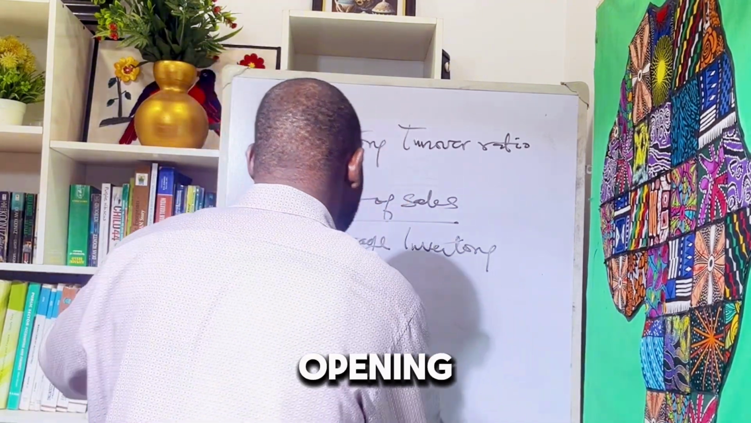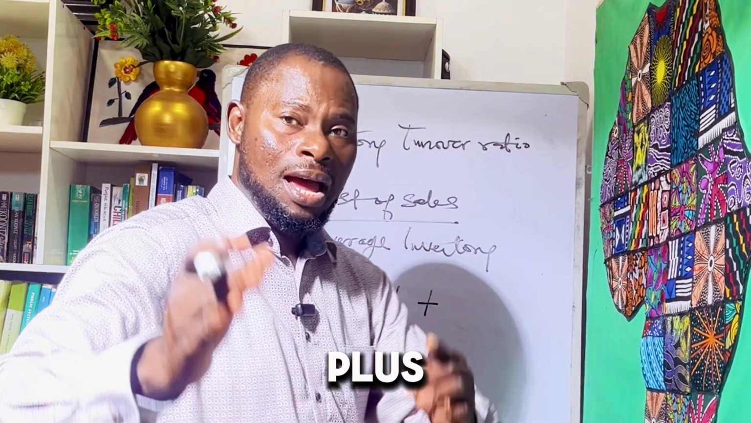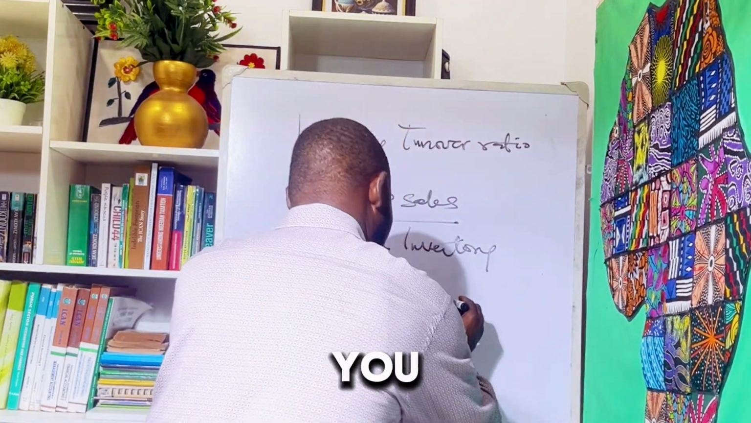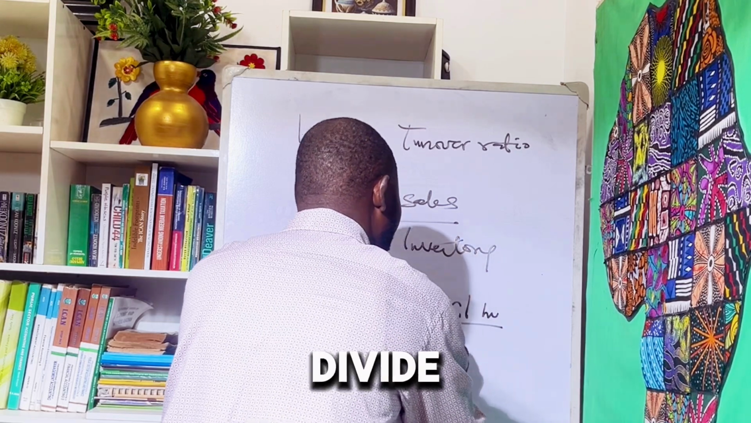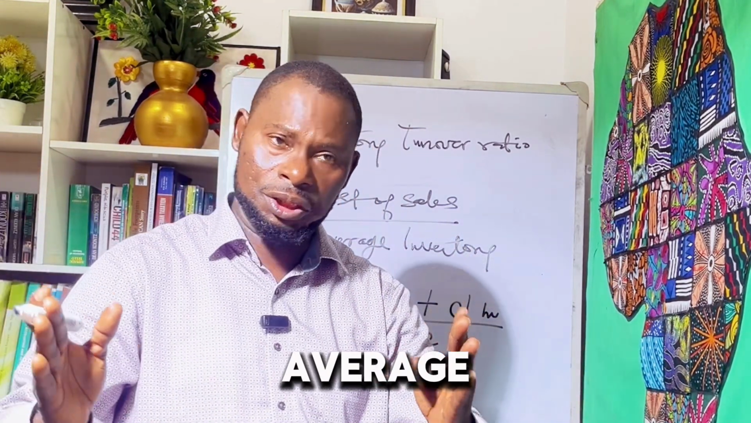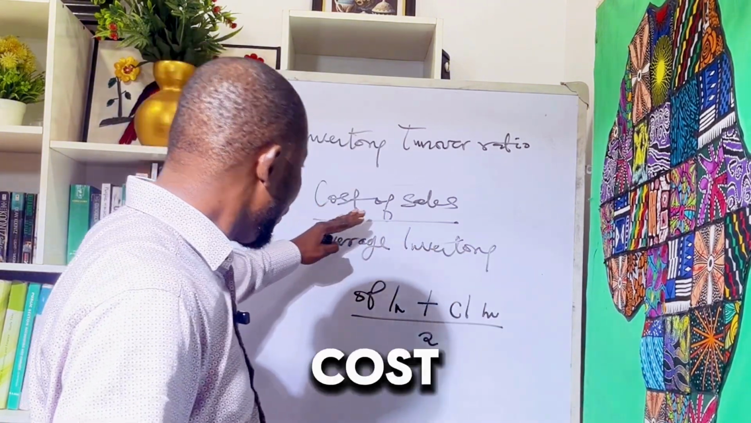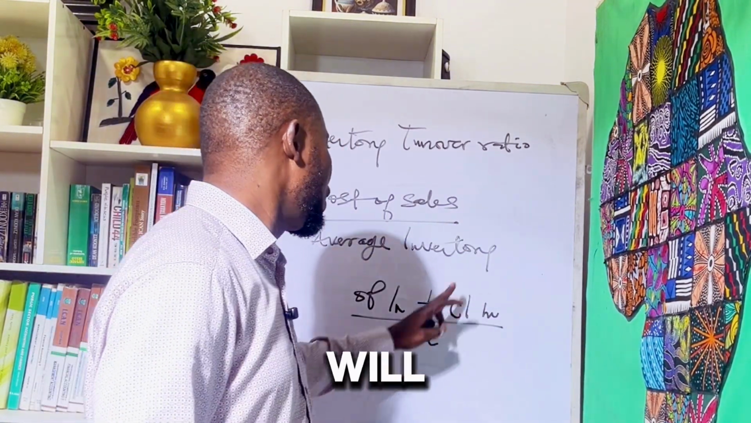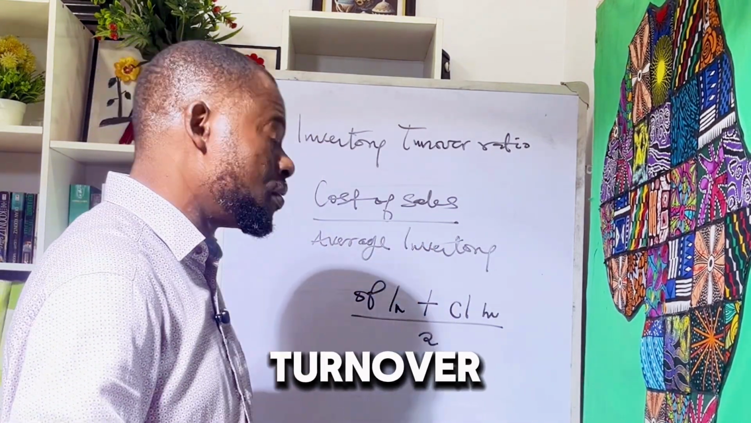So you take the opening inventory, you say plus. At the end of the reporting period, you also have your inventory, which is the closing inventory. You add both of them, you divide by 2. You take the average. That will give us what we call the average inventory. So when you say cost of sales divided by average inventory, it will give you a figure, and that is what we call the inventory turnover ratio.